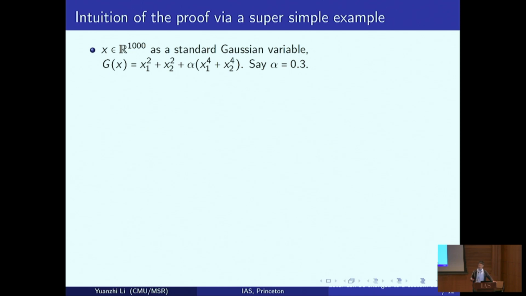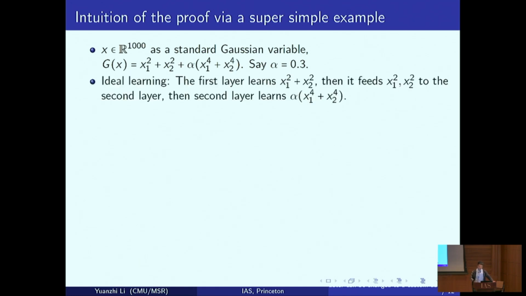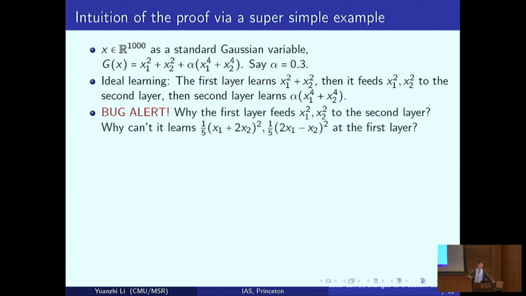intuition of how the hierarchical learning goes with a very simple example. Just look at this. The first layer is a quadratic function, and the second layer is a quadratic function on the first layer. What ideal learning would be is that the first layer learns this quadratic function, then it feeds x1 squared and x2 squared to the second layer, then the second layer learns a quadratic function, and it solves the problem. But if you think of it that way, there is a very big bug in this proof.